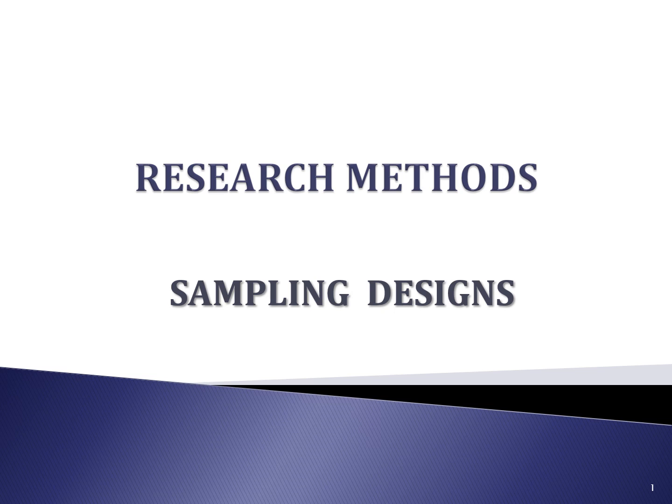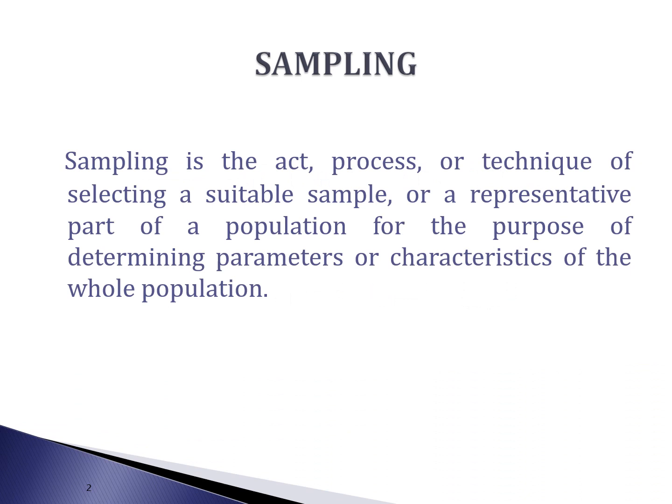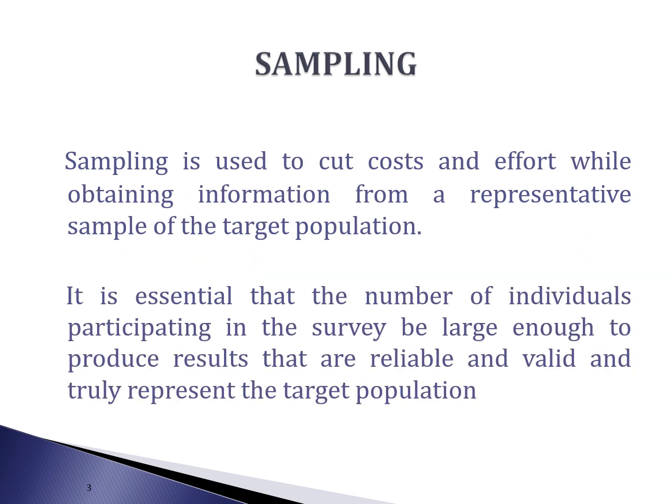Today my lecture is about sampling design used in research. Sampling is the act, process, or technique of selecting a suitable sample, or a representative part of a population, for the purpose of determining parameters or characteristics of the whole population. Sampling is used to obtain information from a representative sample of the target population.